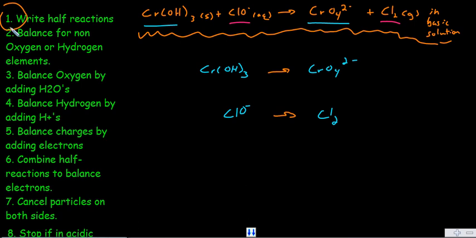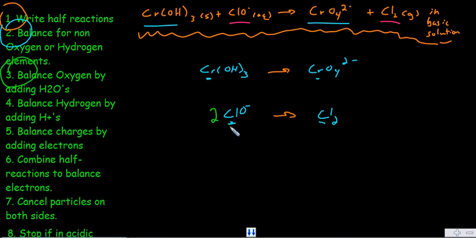And step number two, now we need to balance these half reactions for non-oxygen and non-hydrogen elements. So as an example, chromium or chlorine. You'll see there's one chromium on this side and one chromium on this side. This is balanced. But chlorine, we have one on this side, we have two on that side. So you'll need to put a 2 there. So we've now completed step number 2. We need to work on step number 3 now.